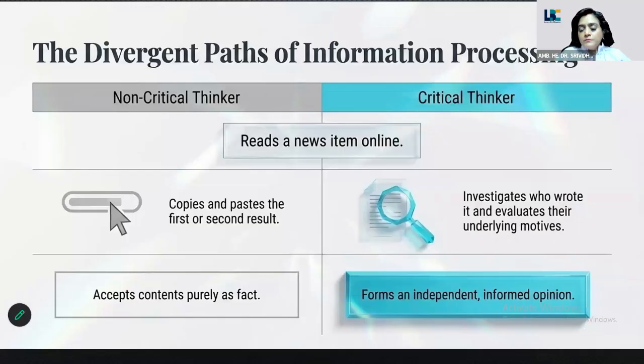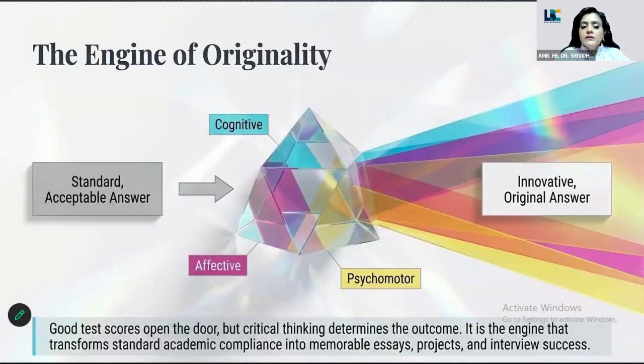With these divergent paths of information processing, the non-critical thinker and the critical thinker, there is the thing which has been given in a very clear way: the engine of originality. A standard acceptable answer relates to the cognitive domain, and with the psychomotor, the innovative one who is very effective is going to come with an innovative answer. Psychomotor is going to exert, to work on and demonstrate that. So good test scores open the door, but critical thinking determines the outcome. It is the engine that transforms standard academic compliance into memorable essays, projects, and interview success.